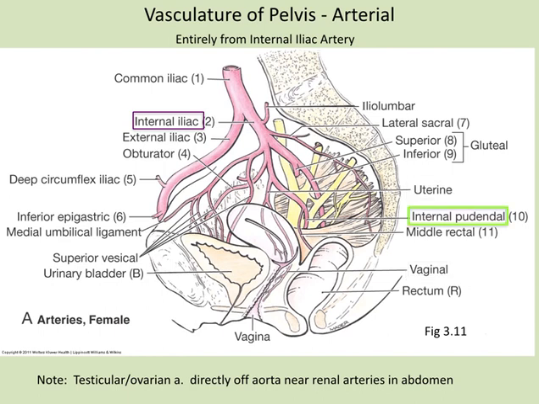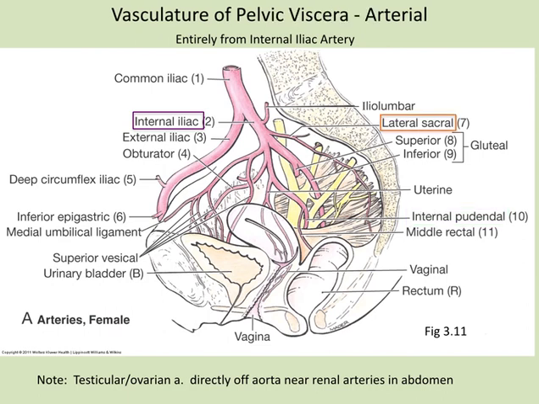All right, next major branch is the internal pudendal artery. Okay, internal pudendal artery is running with the pudendal nerve, so it has that same course, that meandering course where it exits the pelvis through the greater sciatic foramen and then re-enters the pelvis through the lesser sciatic foramen, then runs in the pudendal canal to go to the perineal structures. All right. And then that one lonely branch off of the posterior division of the internal iliac is the lateral sacral, and it's just supplying the posterior aspect of the body wall in the pelvis. And you can see its course there.